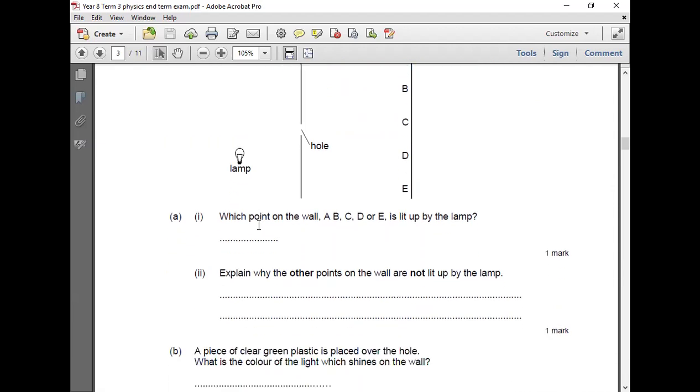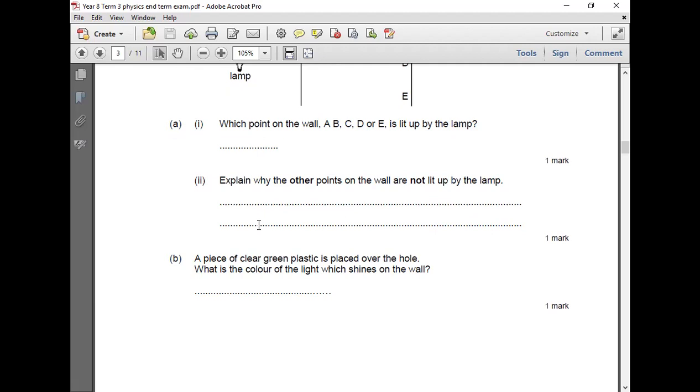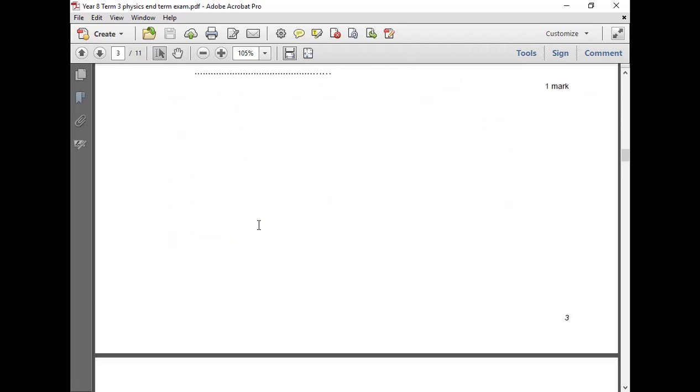The second part says, explain why the other points on the wall are not lit up by the lamp. Then, a piece of clear green plastic is placed over the hole. What is the color of the light which shines on the wall?